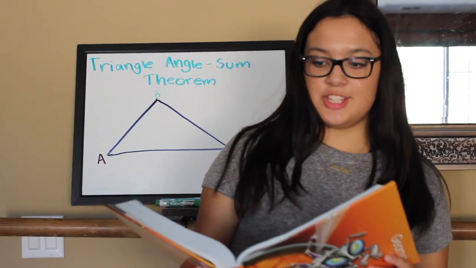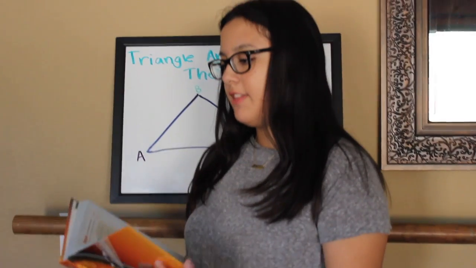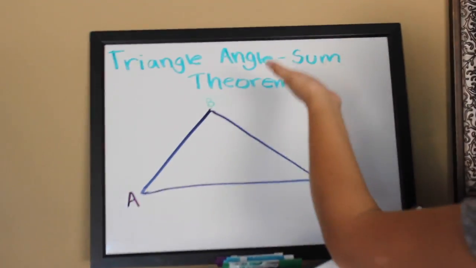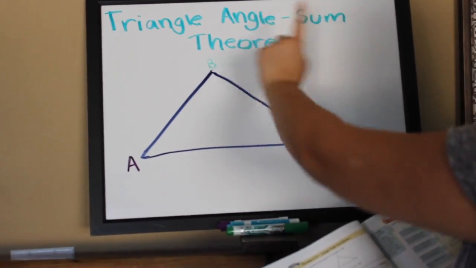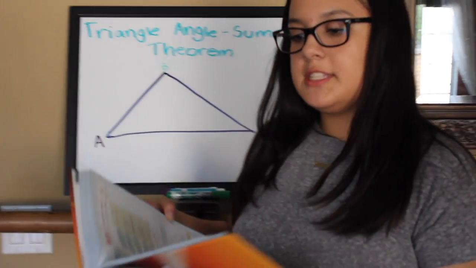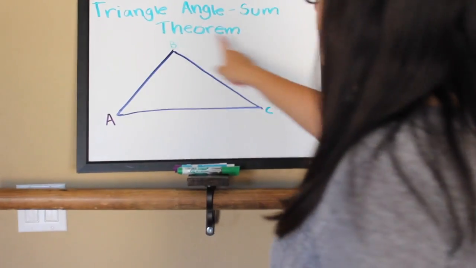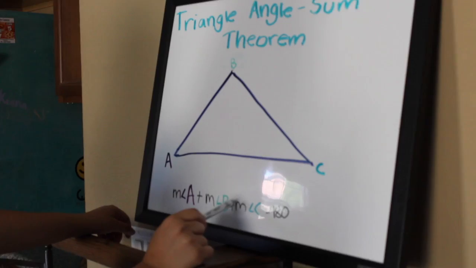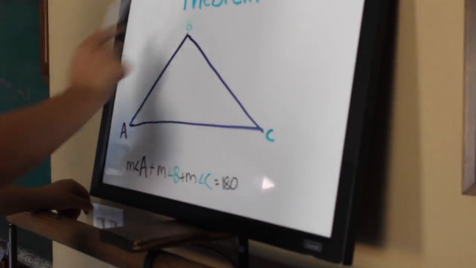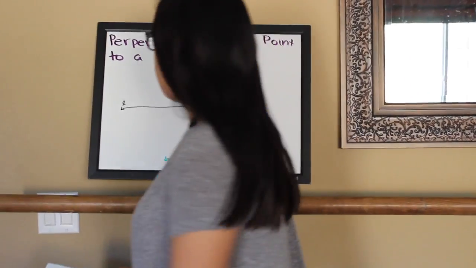The next section, section 3-5, is called parallel lines and triangles. So one of the theorems is called the triangle angle sum theorem. Here you have a triangle with angles A, angle B, and angle C. So the sum of the measures of the angles of the triangle is 180, which means that this triangle as a whole equals 180. Measure of angle A plus measure of angle B plus measure of angle C all totals up to 180.